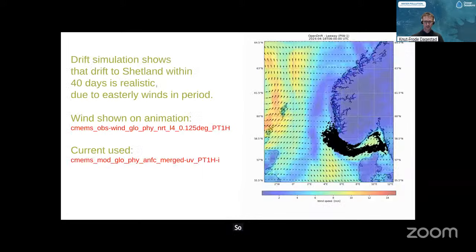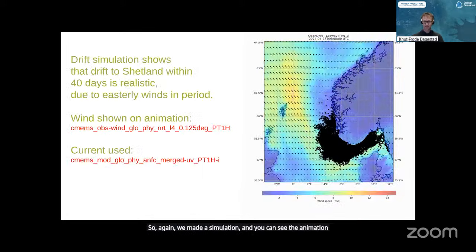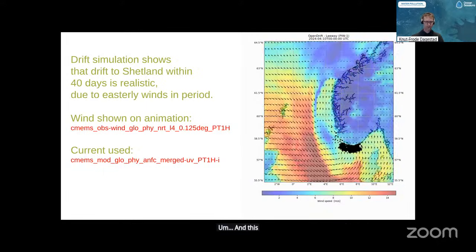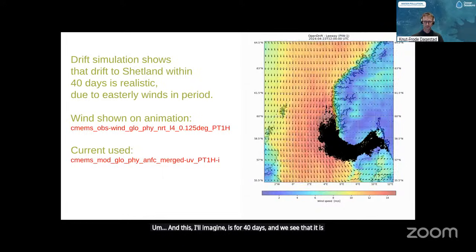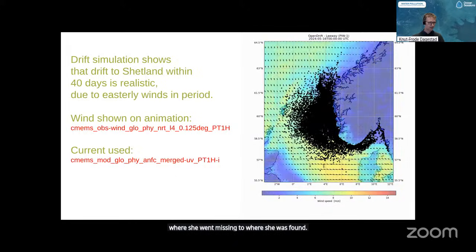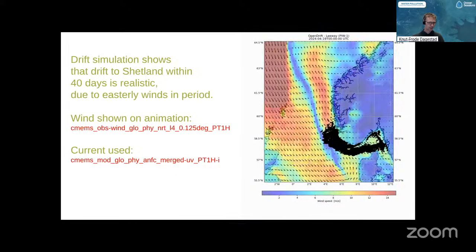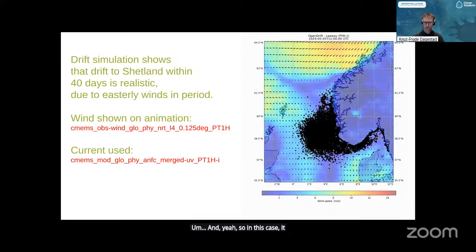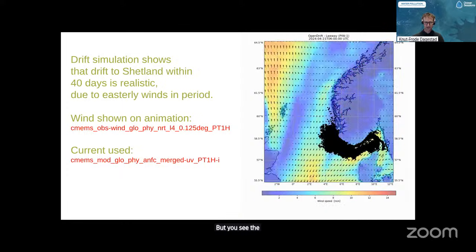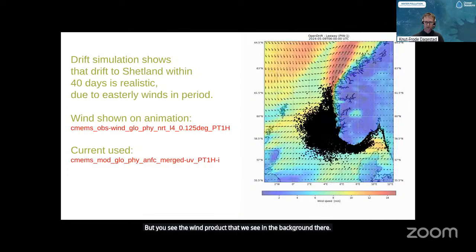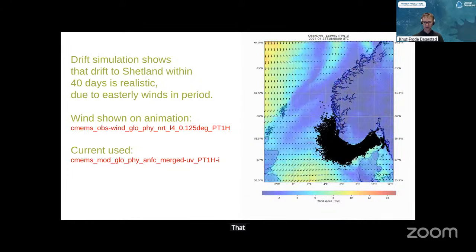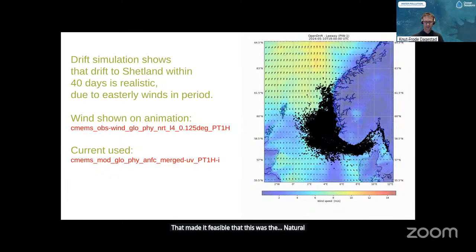So again, we made a simulation, and you can see the animation to the right. This animation is for 40 days, and we see that it is actually realistic that the body drifted from where she went missing to where she was found. In this case, it was actually not the current, because the current wouldn't normally go in that direction. But you see the wind product that we see in the background here. There was actually quite a strong easterly wind in exactly this period. So that made it feasible that this was the natural cause of this incident.